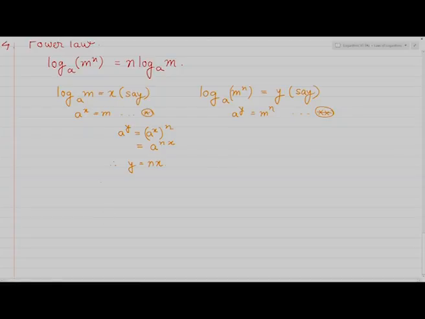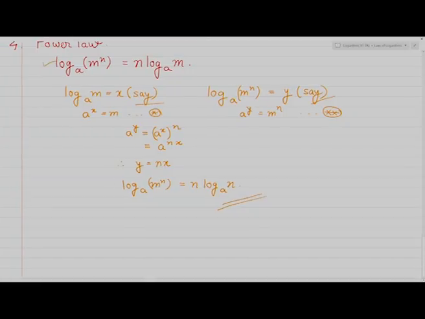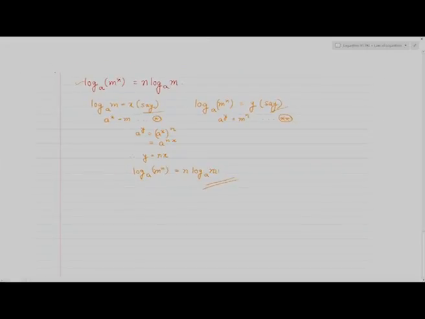But what is y? I will substitute the value of y from our first assumption, namely these two. So y is log to the base a of m raised to n, which is equal to n times log to the base a of m. This proves our power law, which is what we were supposed to prove. Sorry, I made a mistake, it should be m. Another thing is, I will give you one nice demonstration of this.